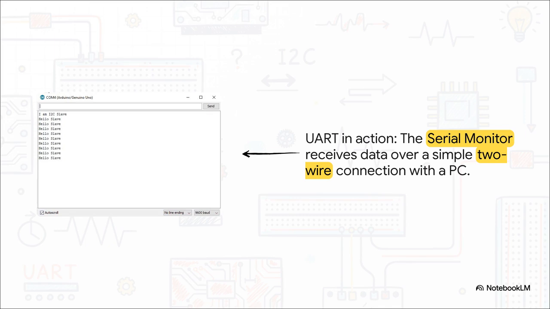That's it right there. The connection is dead simple. It's just 2 wires. The transmit pin, TX, of one device crosses over to the receive pin, RX, of the other, and vice versa. So device 1 talks into device 2's ear, and device 2 talks back into device 1's ear. That's all there is to it.